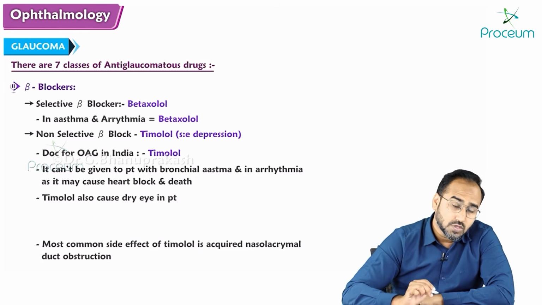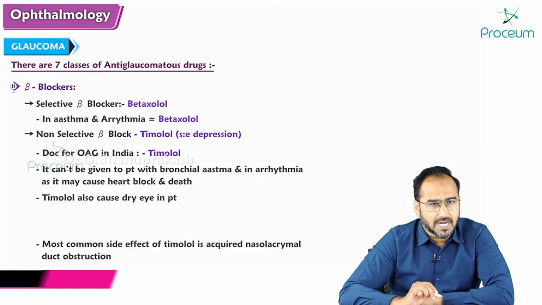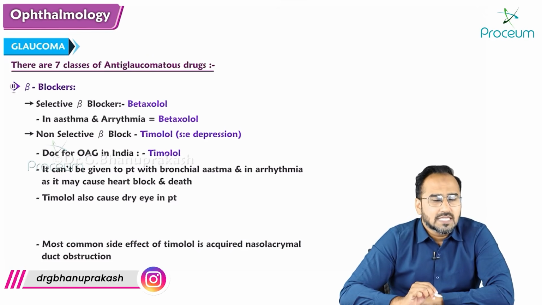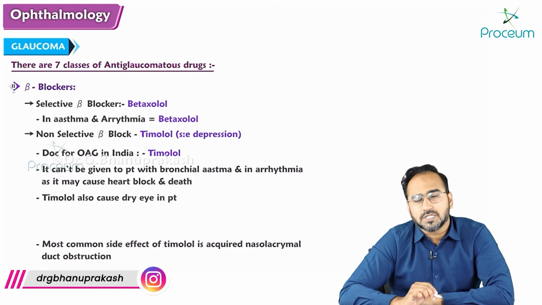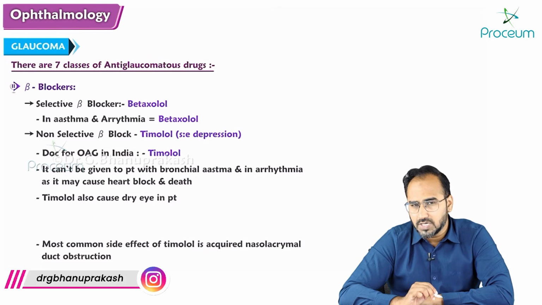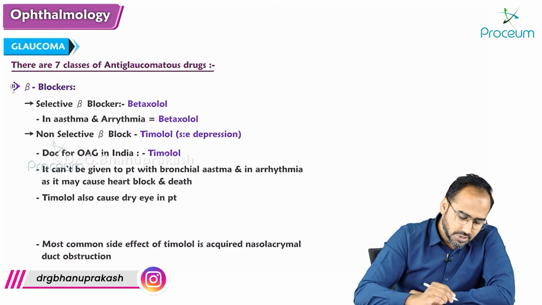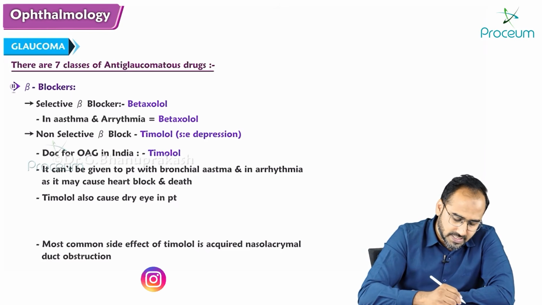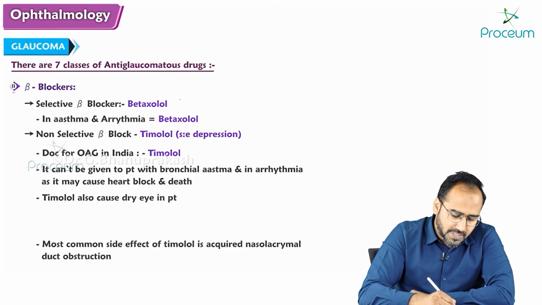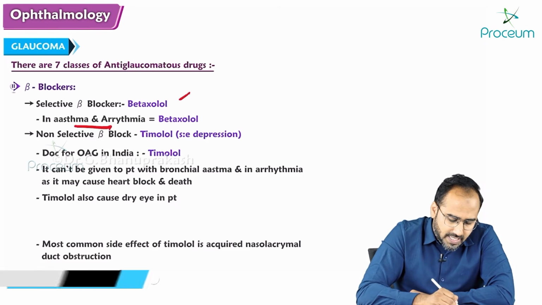Even though it is a drug of choice for open angle glaucoma, it has side effects. The selective beta blocker that could be given in glaucoma is called betaxolol. So beta blockers can be selective or non-selective. Selective is betaxolol, which can be given in asthma and arrhythmias.